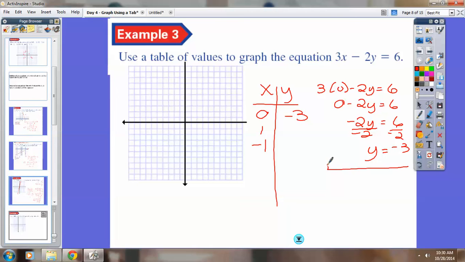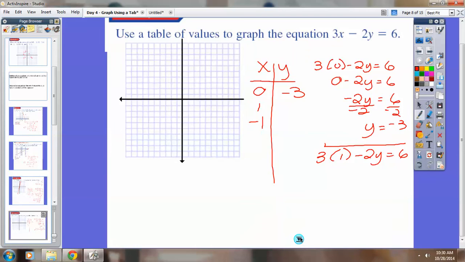Let's put the second value of 1 in. So we have 3 times 1 minus 2y equals 6. 3 times 1 is 3 minus 2y equals 6. Subtract 3 from both sides. Negative 2y equals 3.